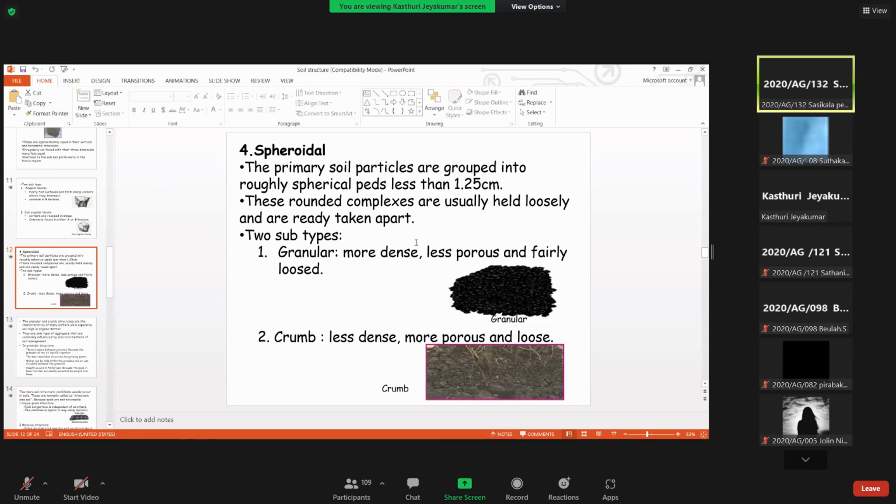Fourth one is the spheroidal. The primary soil particles are grouped into roughly spherical beds less than 1.25 centimeters. These rounded complexes are usually held loosely and are readily taken apart. We can divide it into two types. First one is the granular and second one is the crumb. Granular is the most dense, less porous and very loose. Next one is the crumb. Crumb is the less dense, more porous and loose.